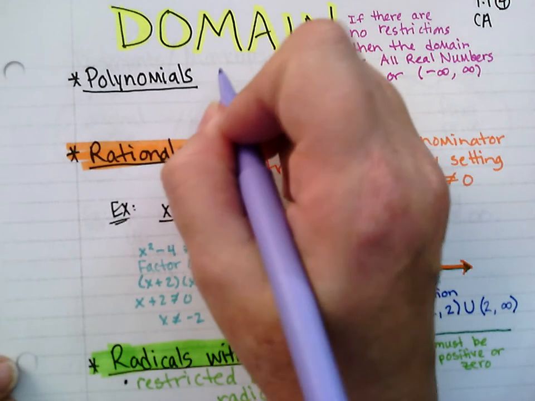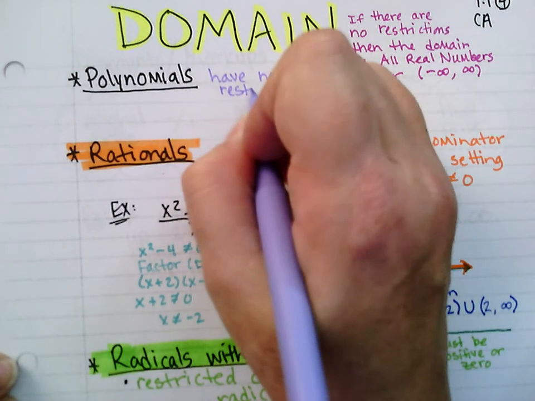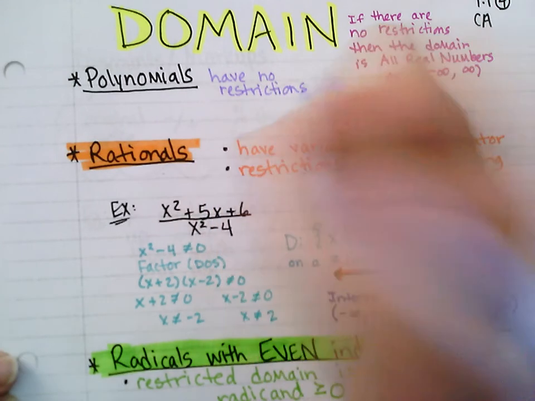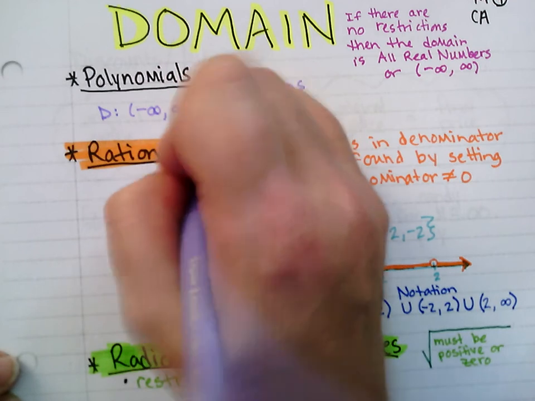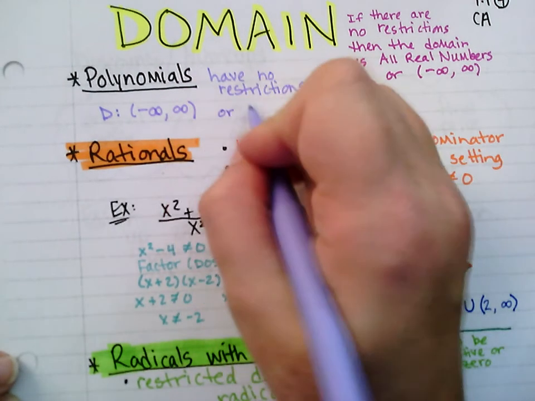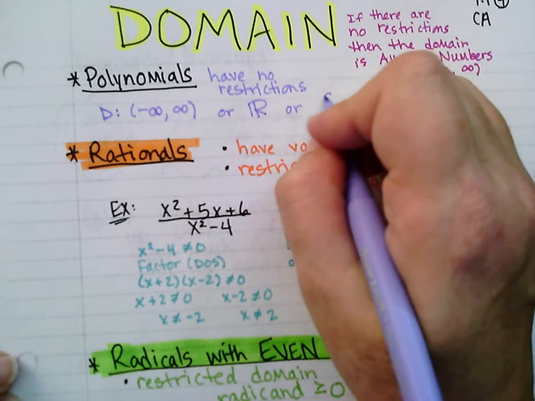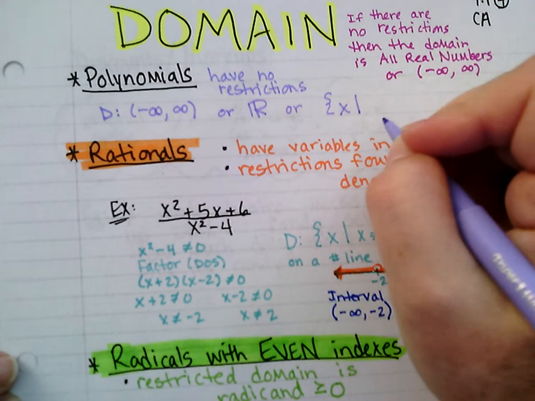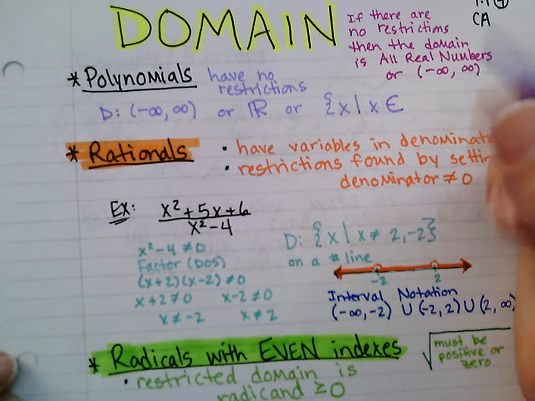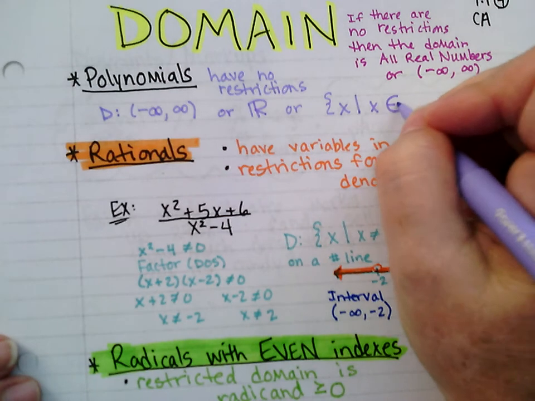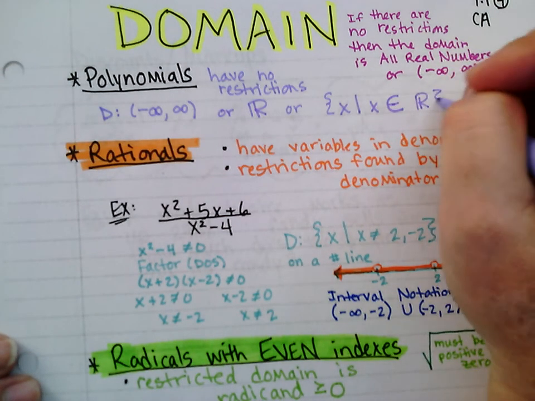So polynomials have no restrictions. The domain for every polynomial is negative infinity to infinity, or all real numbers, or in set builder notation, x such that x, this little symbol means is an element of, it's like a curvy E, x is an element of the real numbers.